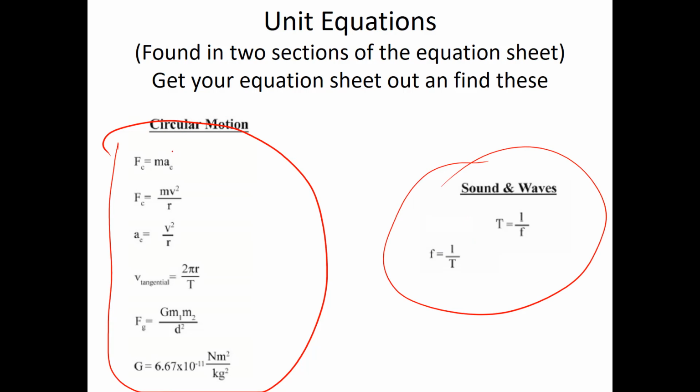Let's just go through the different variables. FC stands for centripetal force, and the unit is newtons. Mass is going to be kilograms. This is going to be centripetal force, newtons. This is going to be the centripetal acceleration, and that's going to be meters per second squared.